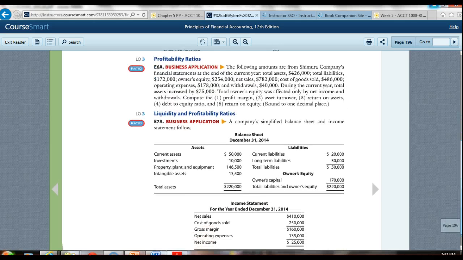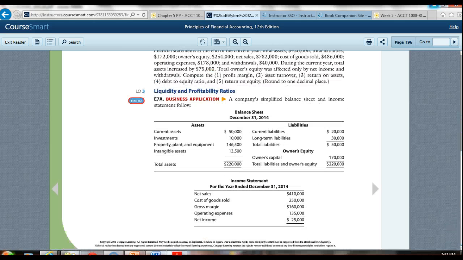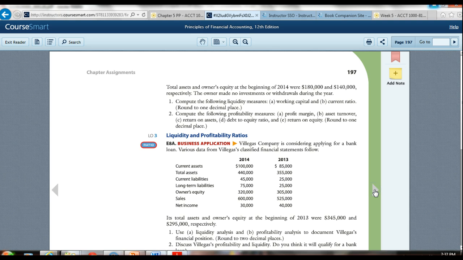What I am going to do, though, is let's look at E7A. Here it gives us the information in the balance sheet and the owner's equity. And we are supposed to compute the liquidity measures of working capital and current ratio. And it lets us know that the total assets at the beginning of the period were 180, and the total owner's equity at the beginning of the period was 140, okay?